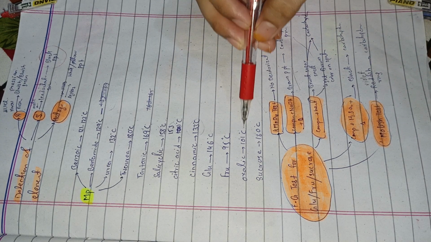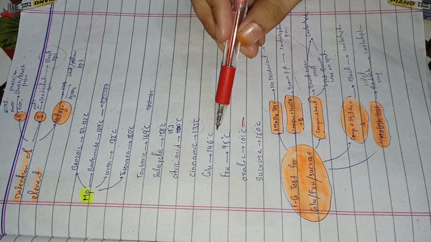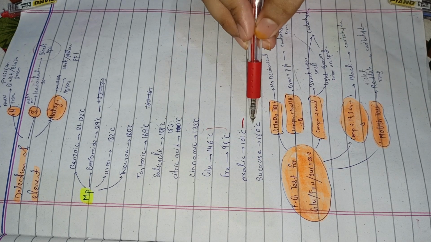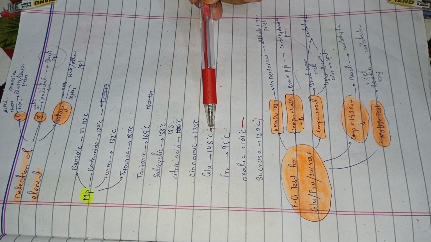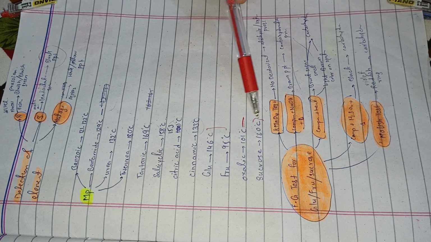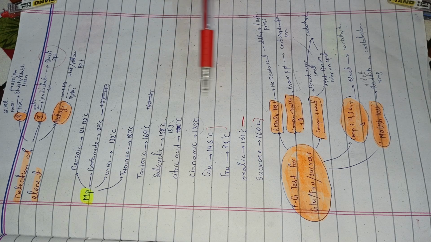And oxalic acid has 101. Now leave the carbohydrates: for the carbohydrates we have 146, 95, and 160. Now I have revised all of these.